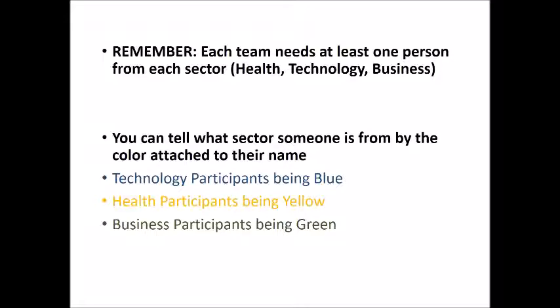You can tell what sector someone is from on Sparkboard by the color attached to their name. Participants marked in blue are from technology and include engineers and designers. Participants marked in yellow are coming from the field of health and include doctors, nurses, and clinicians. And finally, participants labeled green are coming from the world of business and may include entrepreneurs.